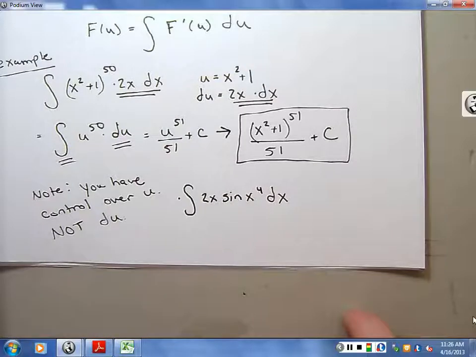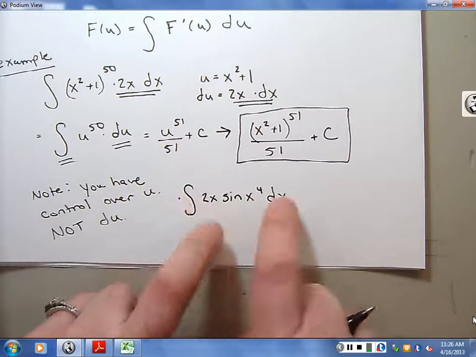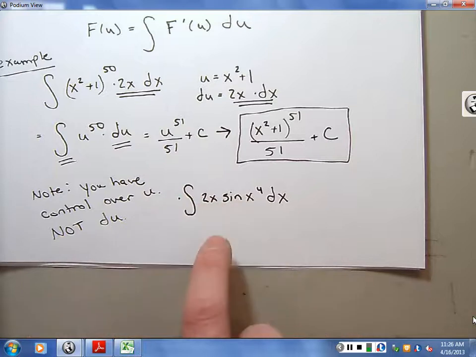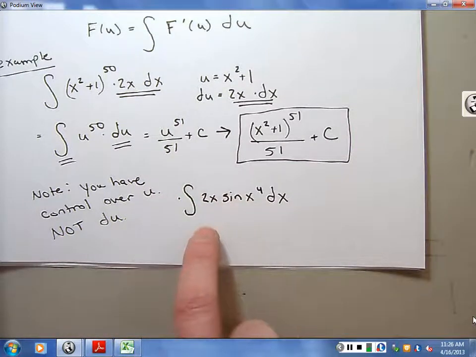I would need to pick a u so that when I differentiate it, something cancels to make my integral easier. Sine of x. What is the derivative of sine? Cosine. Do I have a cosine in this integral to cancel? No. I have a 2x, and if I take the derivative of 2x, I get 2, which is just a constant. So then I would have u = sine of x to the 4th, and I would have a problem there. So x to the 4th, we're getting closer, but what's the derivative of x to the 4th? 4x cubed, and I don't have an x cubed to cancel.